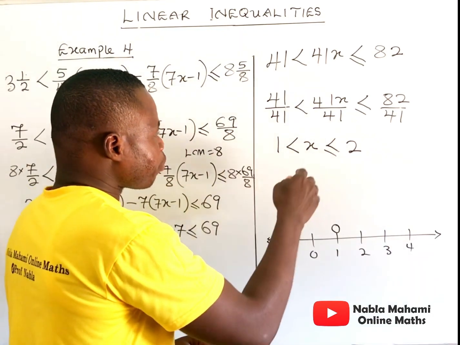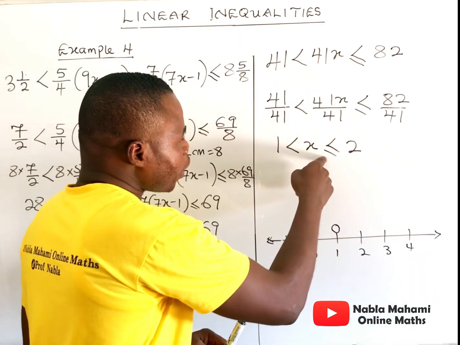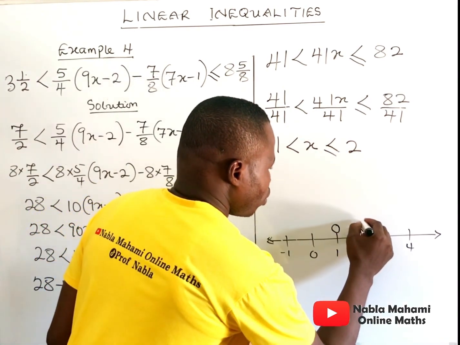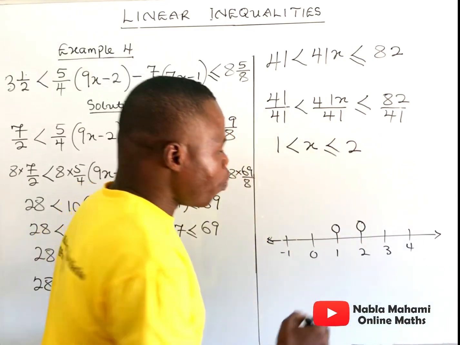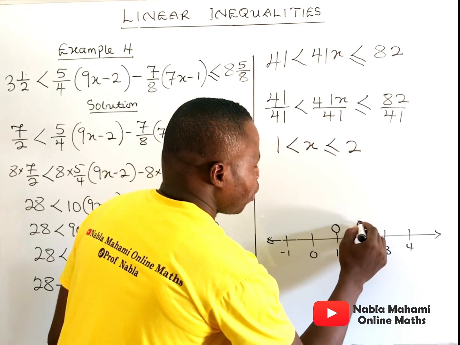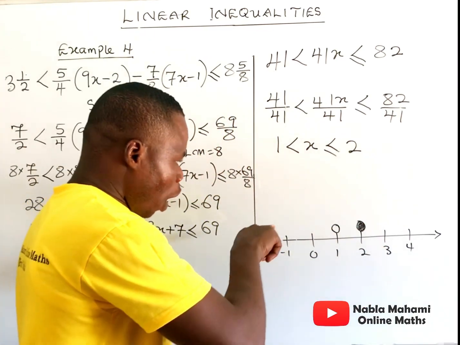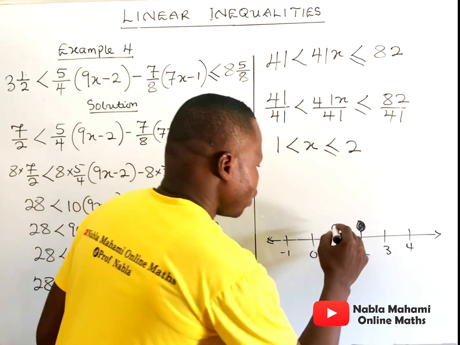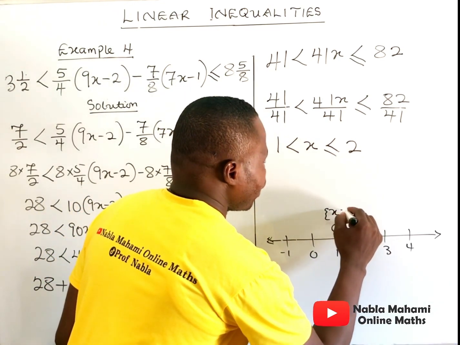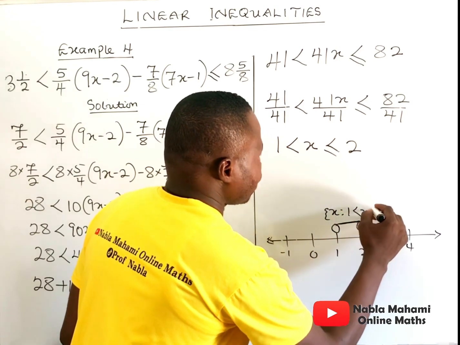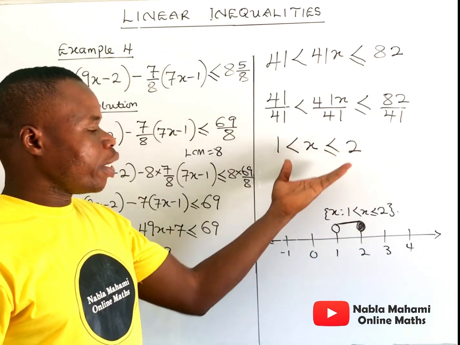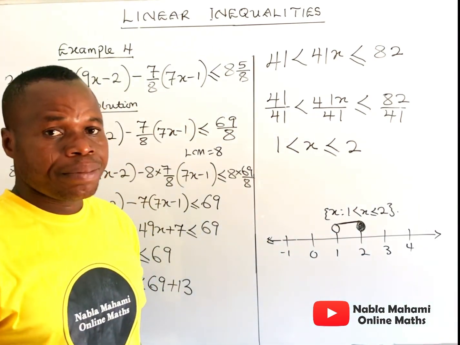Then you see that the next one is less than or equal to 2. So I'll go to 2 and mark again. But you see that this sign is less than or equal to, meaning I'm going to shade this particular one. Then after that, I will draw lines to touch these circles. And now write x is said that 1 is less than x, less than or equal to 2. Then I'll close it. So that means that we are graphing this on a number line.